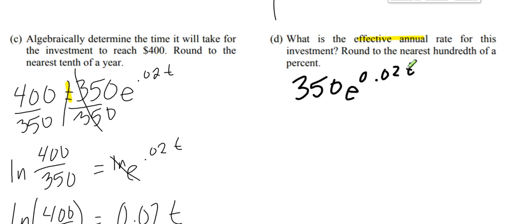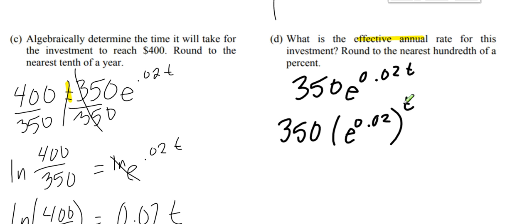0.02t power. Well, I can use my properties of exponents and bring this out to 350 times e to the 0.02, to the t power, because that's being multiplied. Well, then I can go to my calculator and I can evaluate this. First off, I need to know that this here is what's being done yearly. So this is what's being multiplied every year. Okay, so yearly multiplied.